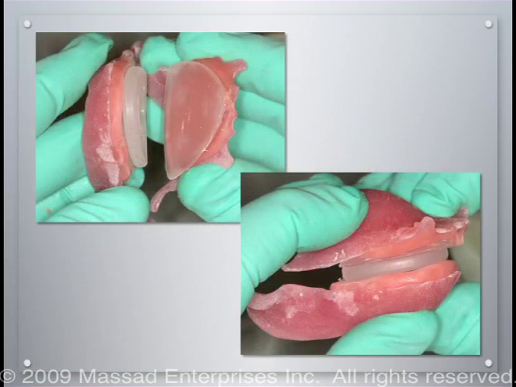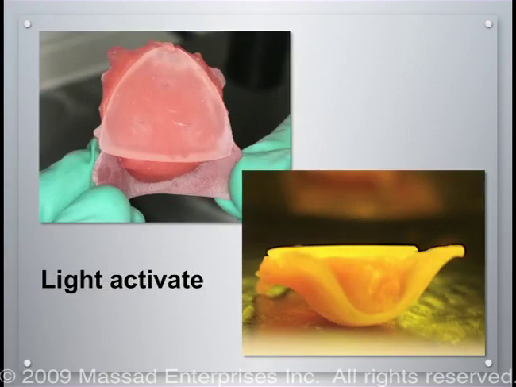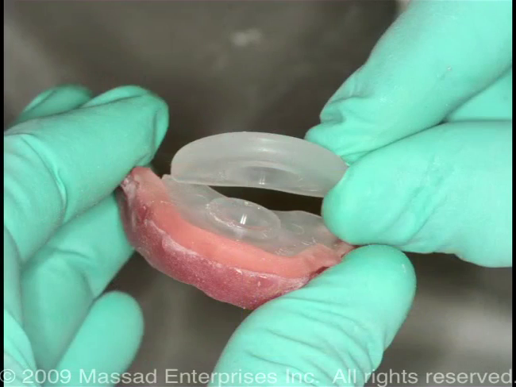Very simply, take the maxillary and mandibular bases, press them together, allowing the maxillary striking plate to move into its position, allowing for final parallelism. Light activate until completely cured. Remove the spacing apparatus.